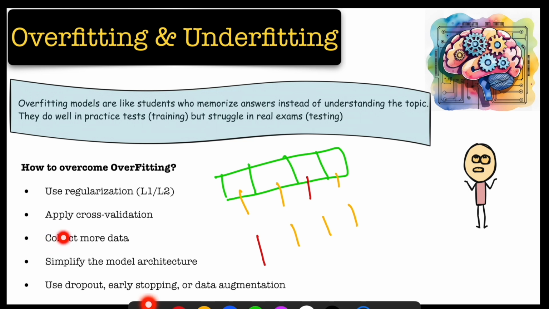Next thing we can do is collect more data. Of course, if the data set is small, it will not represent the whole trend of the data, right? So we need more data in that case. Simplifying the model architecture is another thing we can do to fight overfitting. Use dropout, early stopping, or data augmentation. These are also techniques like regularization that we can use to fight overfitting. We'll discuss more about this in my later videos.